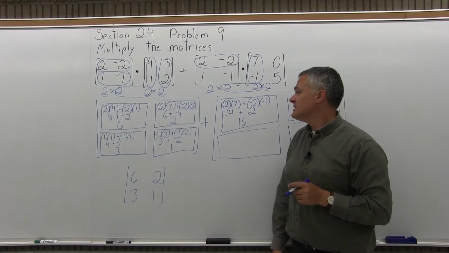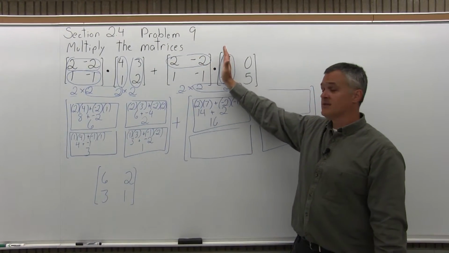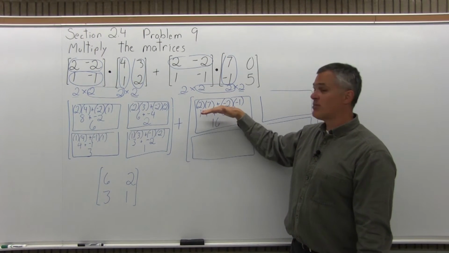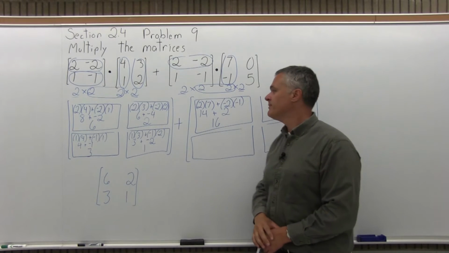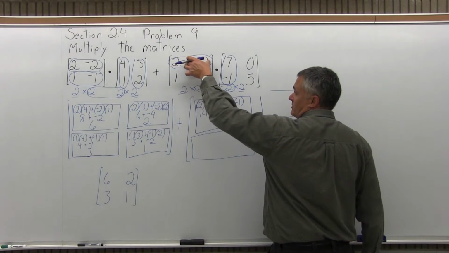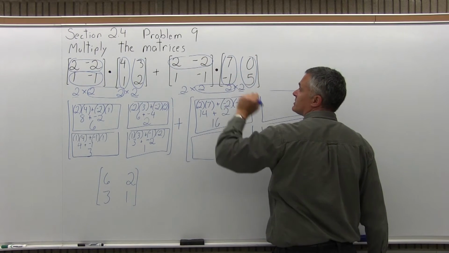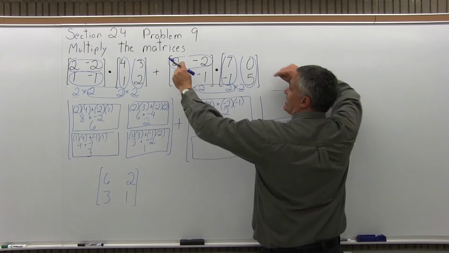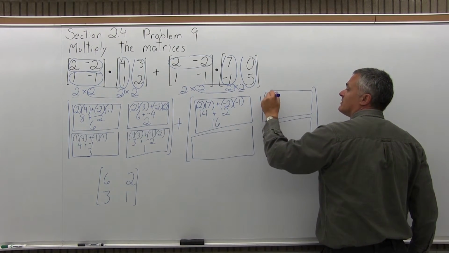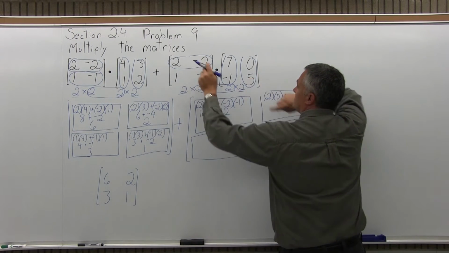And again, I put the 16 in the spot that I did because I multiplied the top row of the first matrix times the first column of the second matrix. So my result went in the top row and first column of my solution. Now, next I'm going to multiply the top row of the first matrix, 2, negative 2, times the second column of the second matrix, which is 0, 5. So when I do first times first, it's going to be 2 times 0, plus second times second, which is negative 2 times 5.